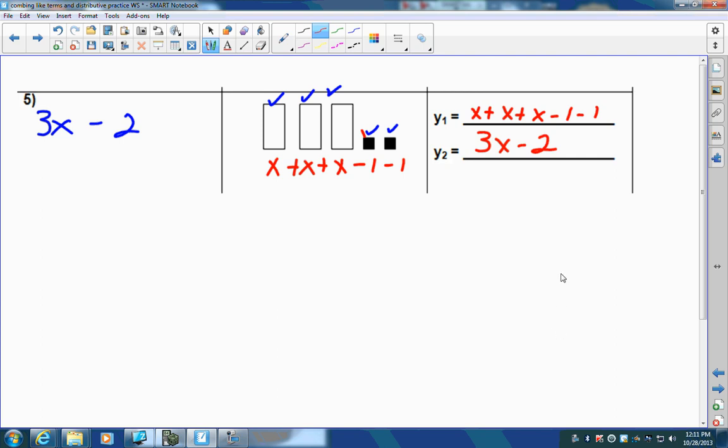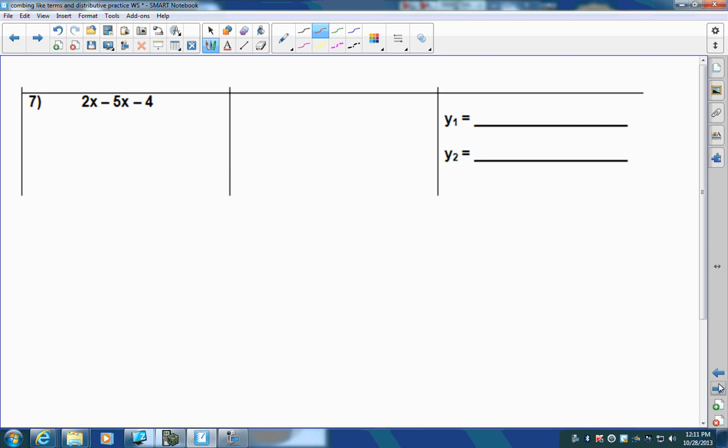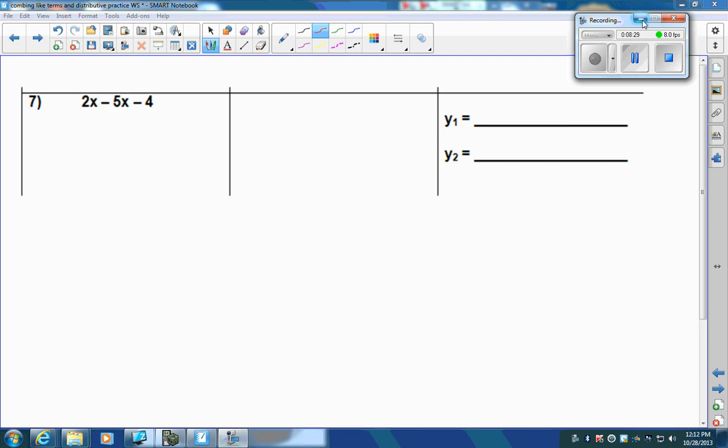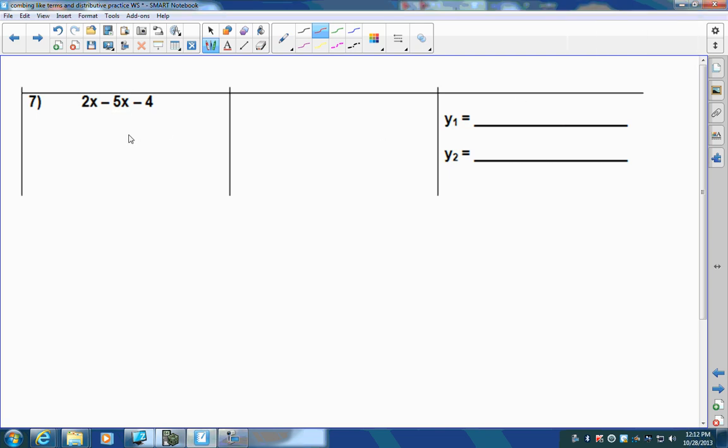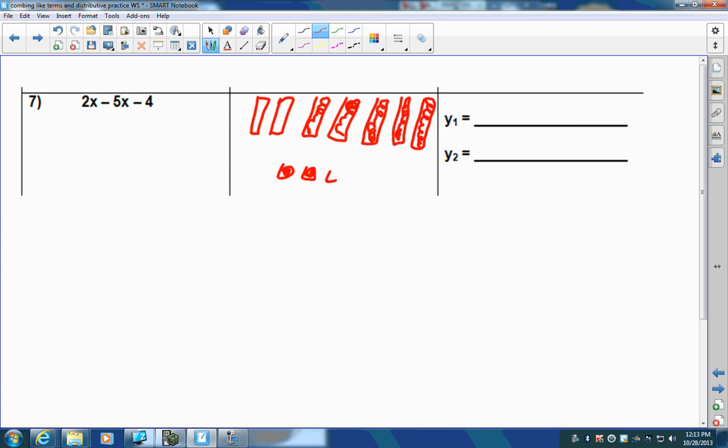All right. Let's try number 7. Do number 7, please, right now. All right. Number 7. Drawing the tiles. I have 2x. And I have 5 negative x's. All right. Let's see. There's 3. And there's 5. And then I have 4 negative units, some of the smaller ones.